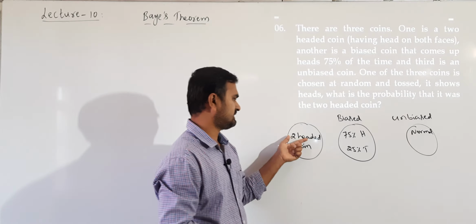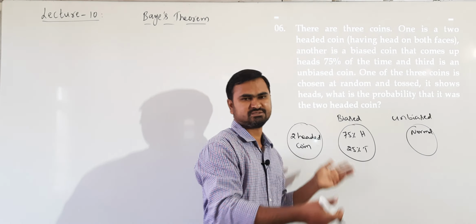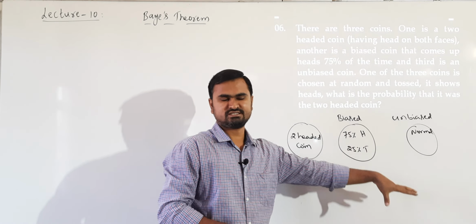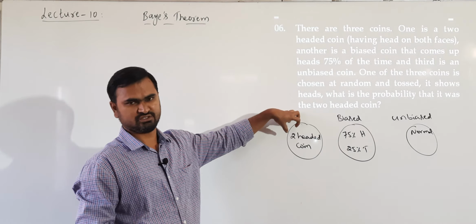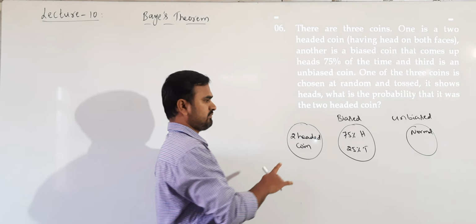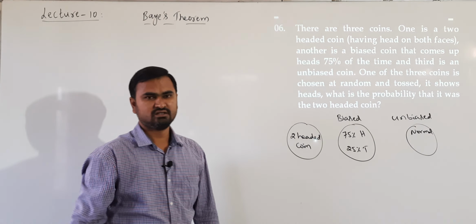Now what is the chance that it is this first coin? So we are applying the reverse probability. Already we know that the coin is giving head. Now what is the chance that it is coming from the first coin? So we are applying the reverse probability, that is, the Bayes' theorem we have to apply. Understanding about these three coins.